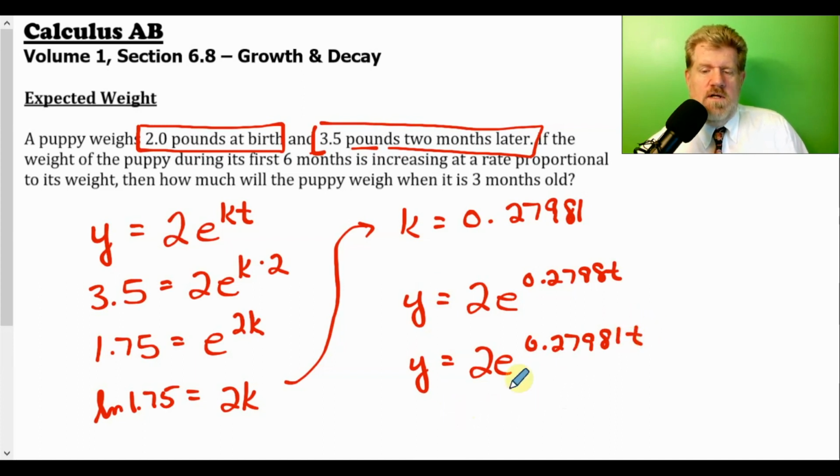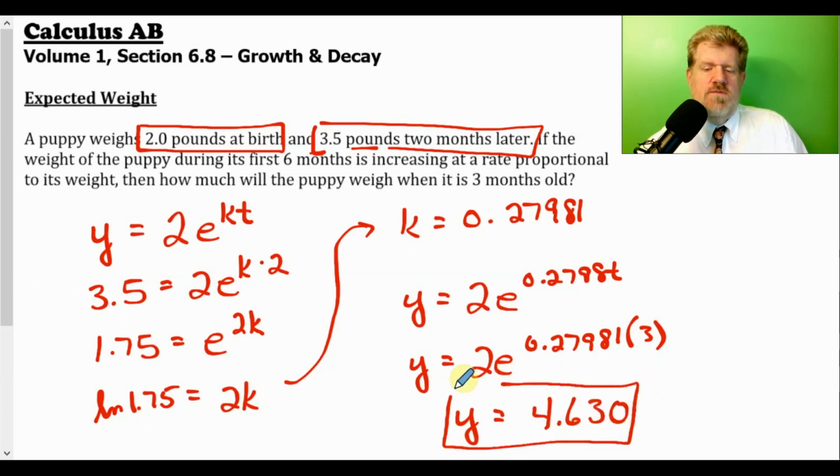All right, and whoops, we're plugging in 3. So according to my calculations, the puppy would weigh about 4.630 pounds. So that would be the expected weight. If the puppy's a little heavier, maybe the puppy's eating too much. If it's a little lower, maybe a little bit malnourished. But that's how we can use exponential growth to figure out expected weight.